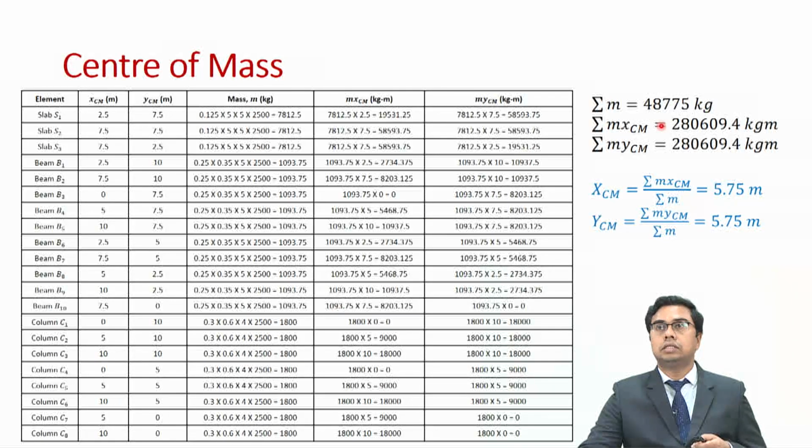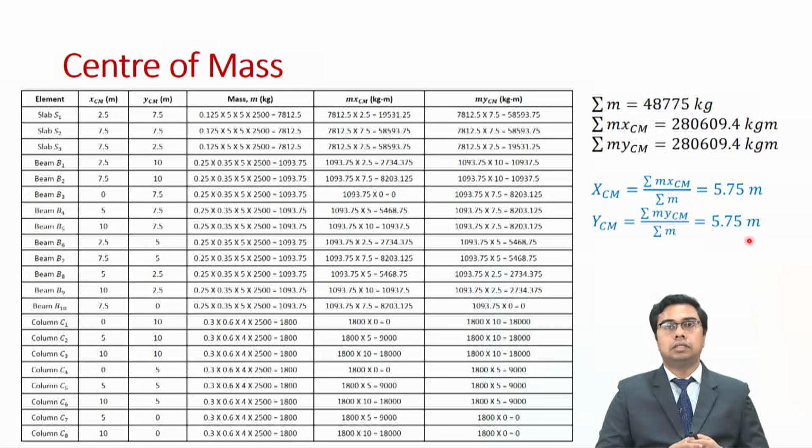So, here the sum of the product of m and xcm is listed over here, and the total mass of the building floor is 48,775 kilograms. So, upon dividing we get the x coordinate of the center of mass as 5.75 meters. Similarly, it is easy for us to obtain the y coordinate of the center of mass using this expression. Again we get a value of 5.75 meters.